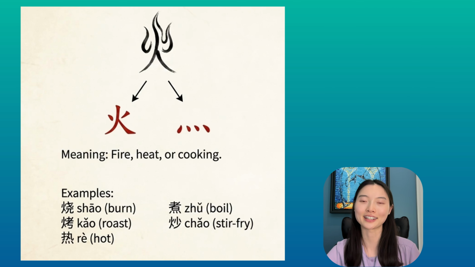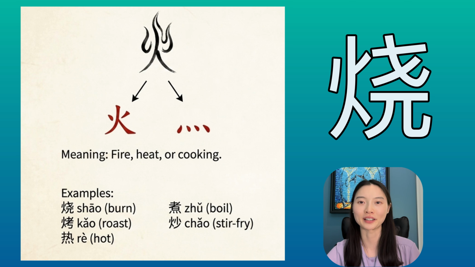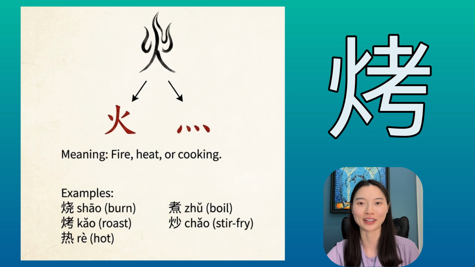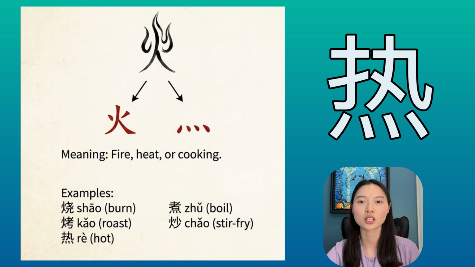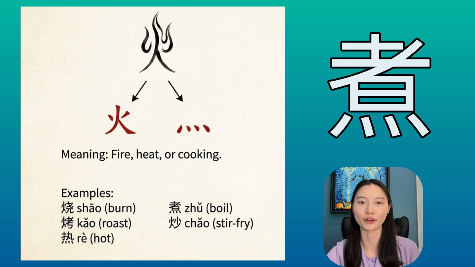Next, fire, and here's something useful. Fire has 2 forms. On the left side, it stays 火: 烧, to burn, 烤, to roast, like 烤鸭. But when fire moves to the bottom of a character, it flattens into 4 dots. 热, hot, 煮, to boil.